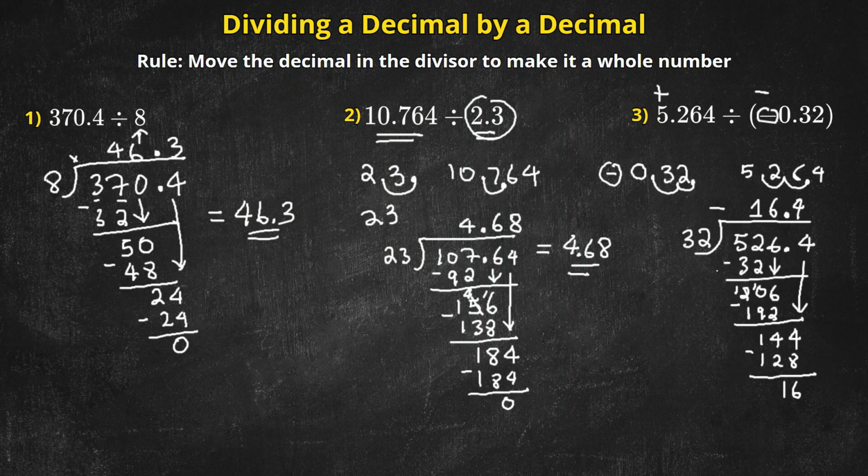Now 32 into 16, it can't. So what you need to simply do is add another 0 here and just bring it down, and you will have 160. Now 32 can go into 160 5 times exact with no remainder. So 32 times 5 will give you a total of 160, and 160 minus 160 gives you 0. So our final answer for this problem is negative 16.45. There you have it.